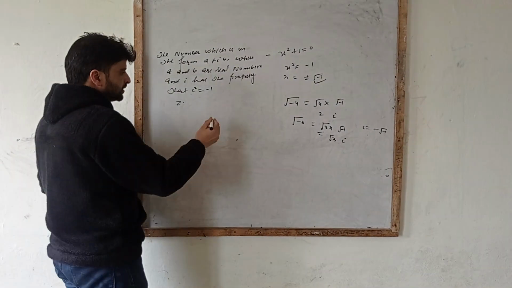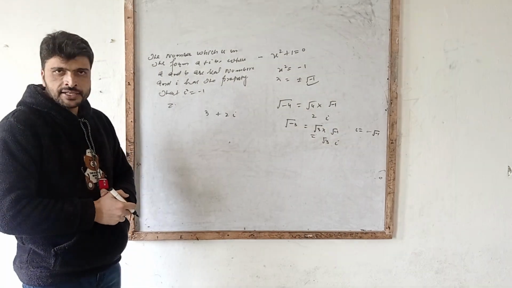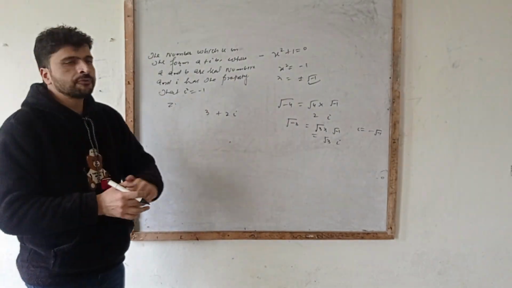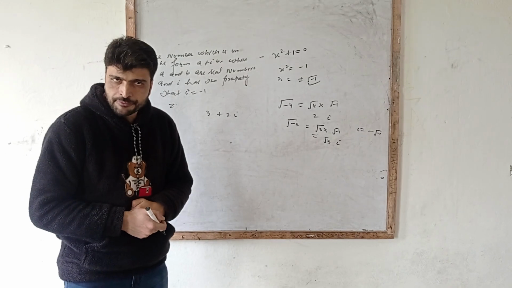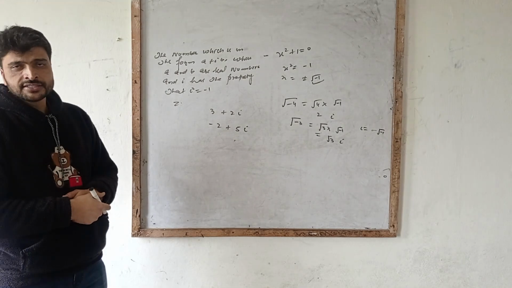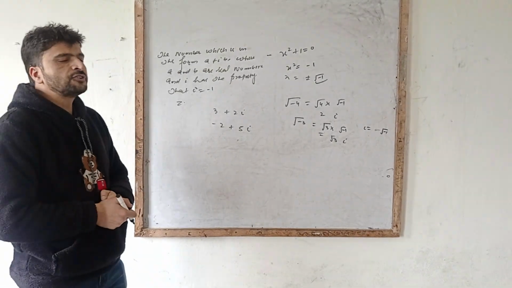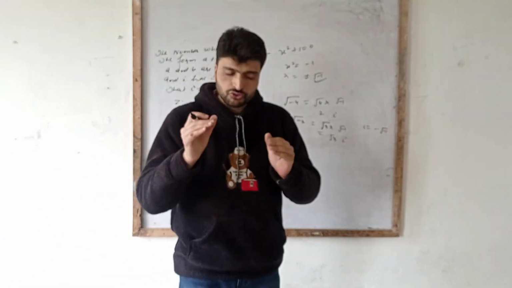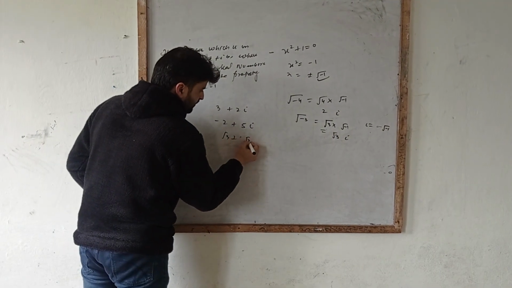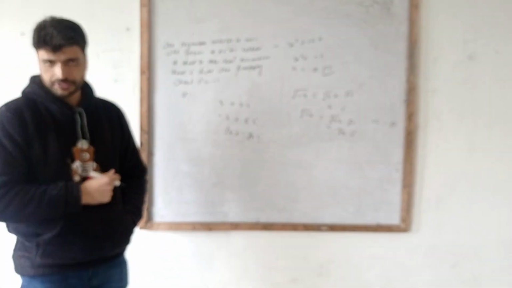Let me give you an example. 3 plus 2i. Is this a complex number? The answer is yes, because 3 is a real number, 2 is a real number, and it is in the form of a plus ib, so this is a complex number. Another example, minus 3 plus 5i. Is this a complex number? The answer is yes, because minus 3 is a real number, 5 is a real number, so it is in the form of a plus ib. One more example, root 3 plus root 2i. Is this a complex number? The answer is yes. Of course, this is also a complex number.